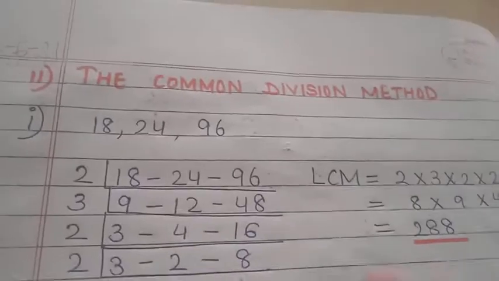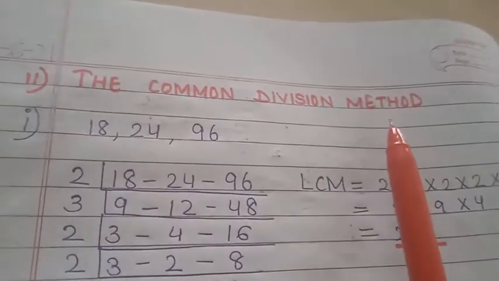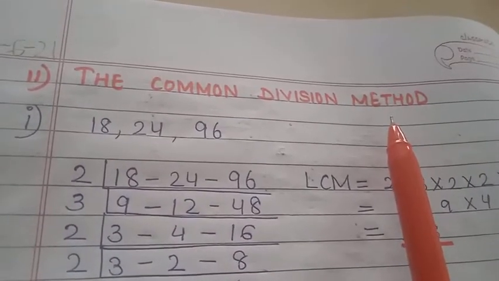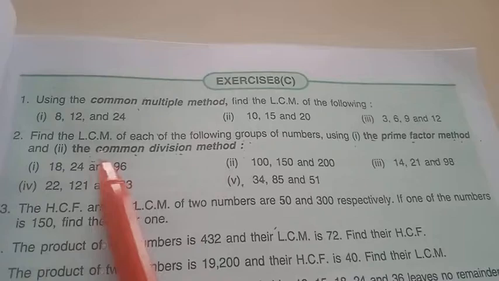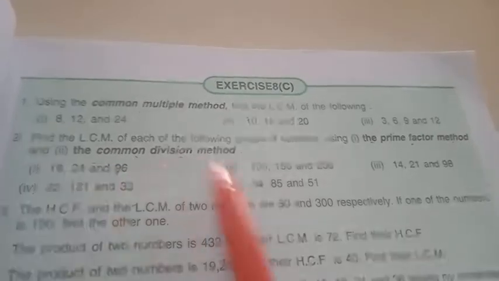Okay, the common division method. So first method we had seen, that is the prime factor method, and now we will be seeing the common division method by which we have to solve all 5, right?